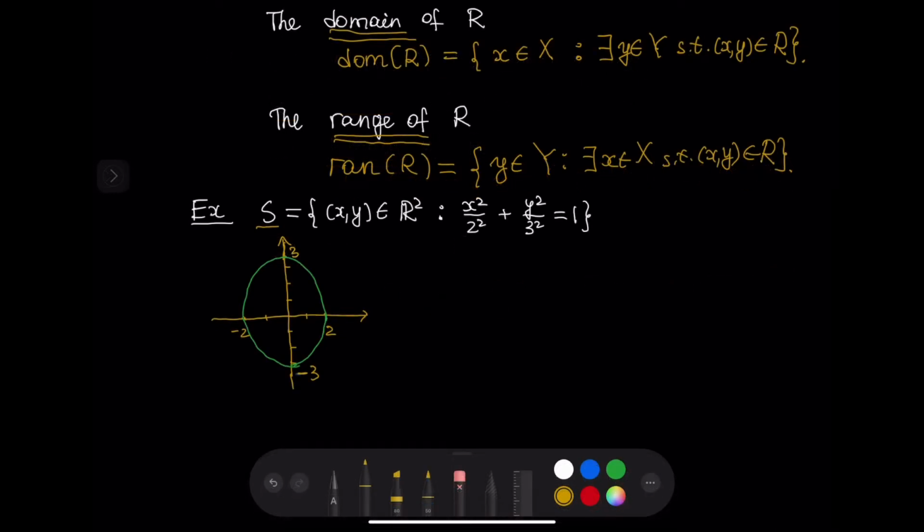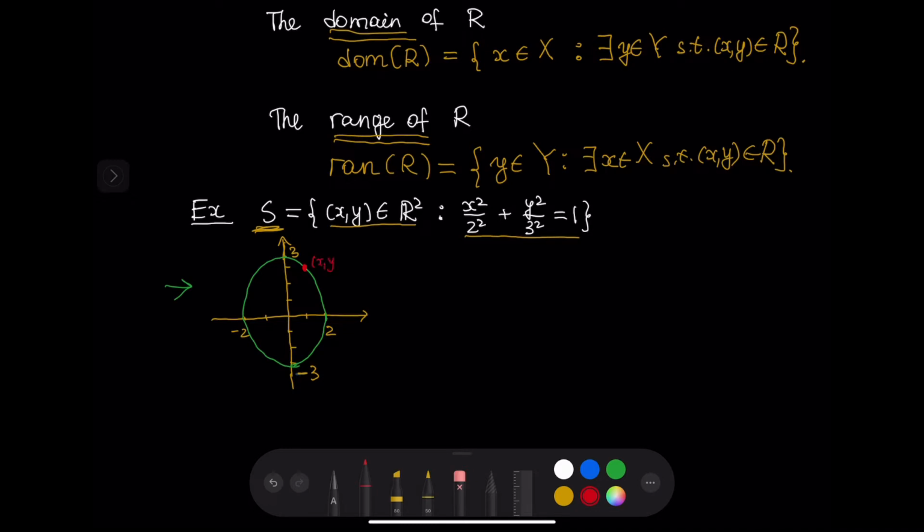So for example, let us consider the relation S that we considered before, that consists of all ordered pairs (x, y) in R squared, such that x squared over 2 squared plus y squared over 3 squared is equal to 1. So as we mentioned before, it is this ellipse over here. So let us try to understand what is the domain of the relation S and what is the range of the relation S.